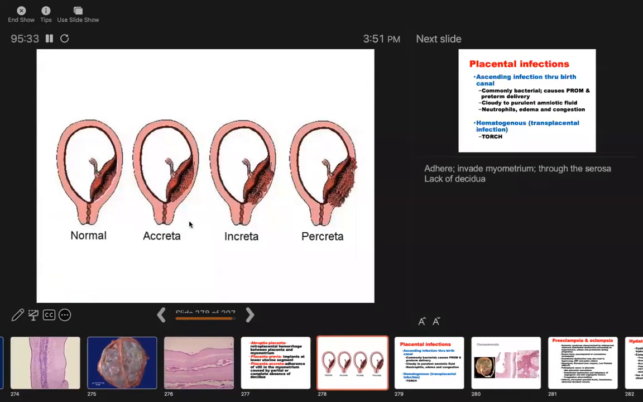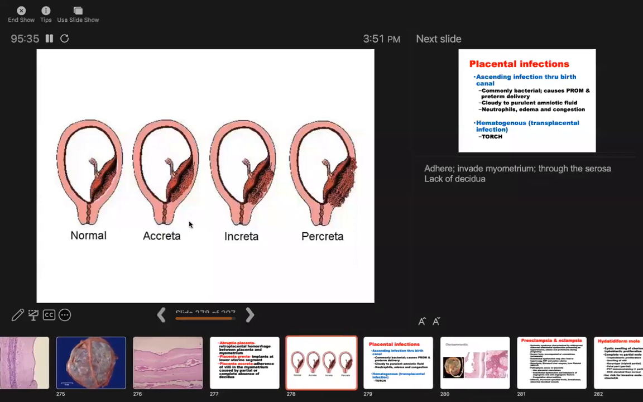I want to use images, so I'm going to flip to the next slide. This is an example of normal implantation. This is an example of placenta accreta, increta, and percreta. Normally, there is a decidual layer that separates the myometrium from the growing placenta. That decidua prevents the placenta from going inward. If you do not have one, there are three things that might happen. Is it involving this much?